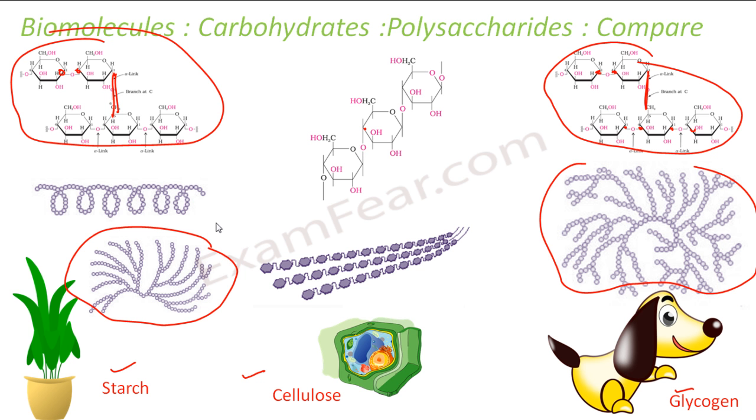Cellulose is more in the plant cell wall, so it's called cellulose cell wall. I think that's how the name came, not very sure on this. Glycogen is mostly in animals, also called animal starch. Why? Because it's almost similar to starch, but the only difference is it is in animals and it is more branched.